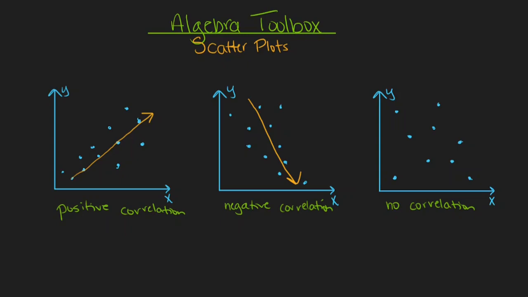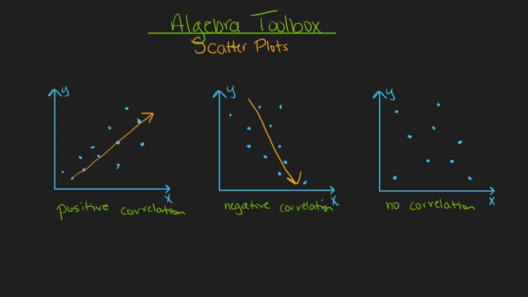In our third example, there isn't really anything that I can do to draw a line and approximate these points. There doesn't seem to be a set pattern in either moving upward or downward, or to the left or to the right. Because I'm not able to confidently draw a line that shows the average of the direction of motion between these points, I know that this is no correlation.